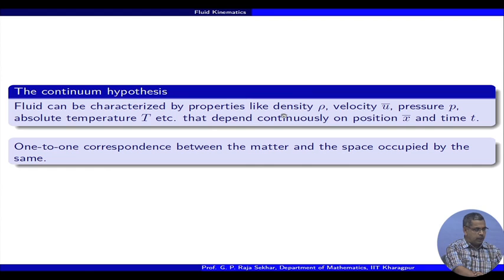According to this, any fluid property like density, velocity, pressure, temperature continuously depends on position and time. Once we have the continuum hypothesis, typically fluid motion is described with the help of two approaches: one is the Eulerian approach and the other is the Lagrangian approach. What is the big difference between these two? The Eulerian approach is like sitting at a particular position and looking at it at that instant, whereas the Lagrangian approach is like tracing the trajectory.